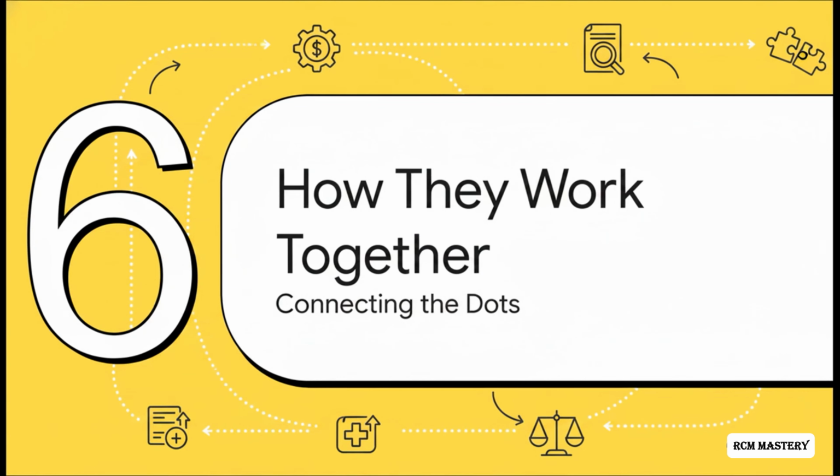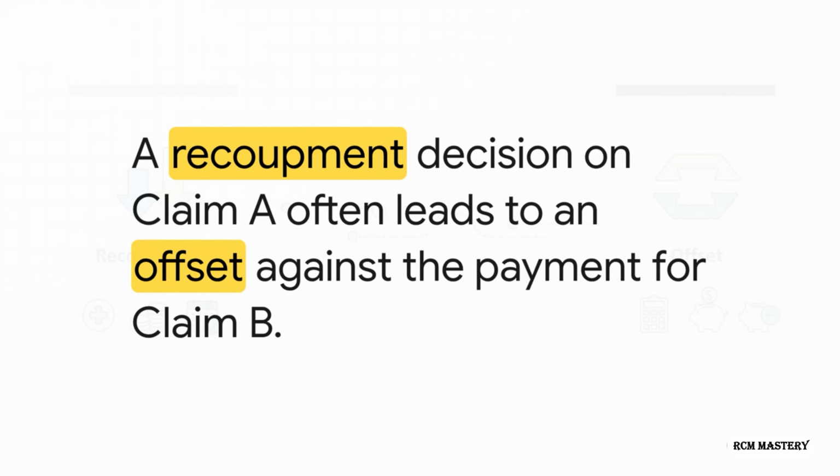All right, let's pull this all together, because even though they're two different concepts, in the real world, you almost never see one without the other. They're a package deal. It's a classic cause and effect relationship. First, the payer makes the recoupment decision on claim A. That's the cause. Then, they perform the offset action against the payment for claim B. That's the effect. The why leads directly to the how.